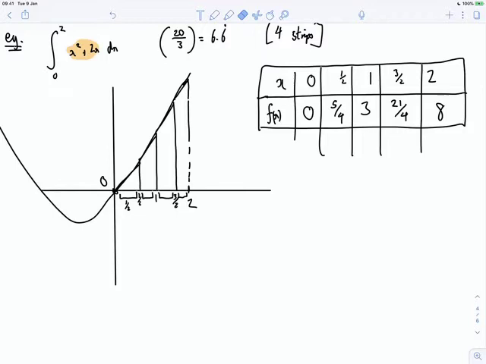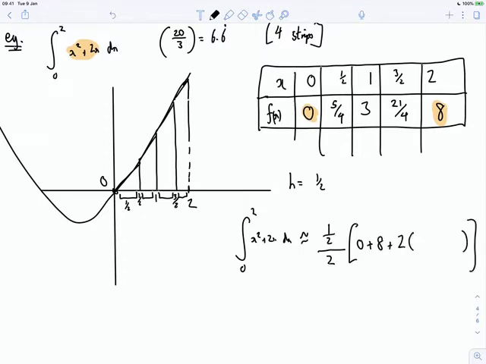Okay, so how would I use the trapezium rule to work this out? Well, we've already discussed h is the gap. So in this case, if there's 4 equal strips, the gap is clearly a half. So the integral of x squared plus 2x dx between 0 and 2 is going to be approximately h, which is a half, over 2 times by the first y value, which is 0, plus the last y value, which is 8, plus 2 lots of the sum of all the things in between. So this stuff.